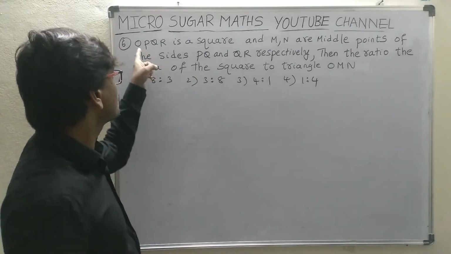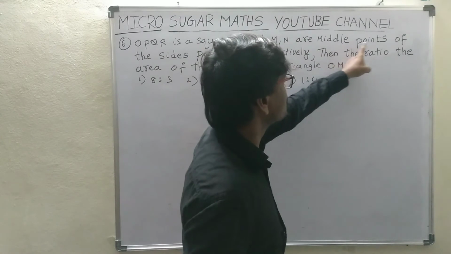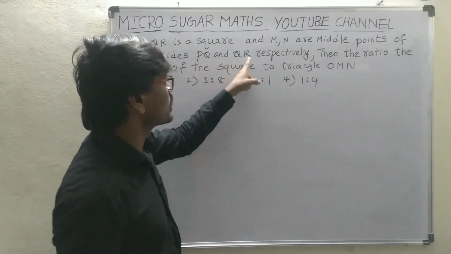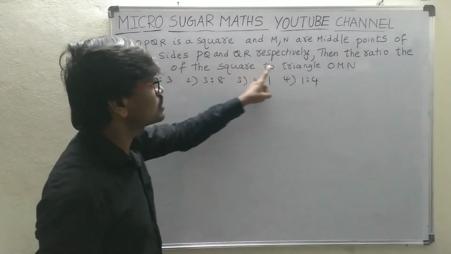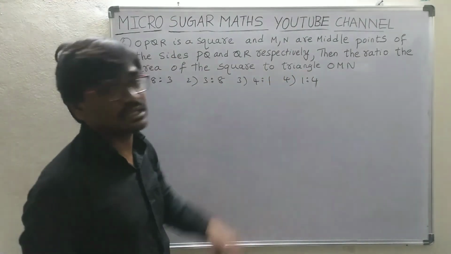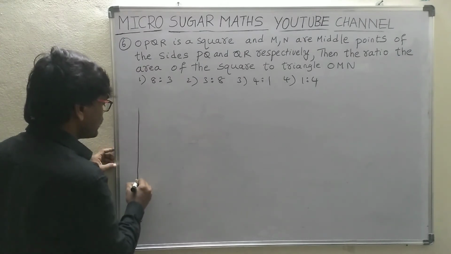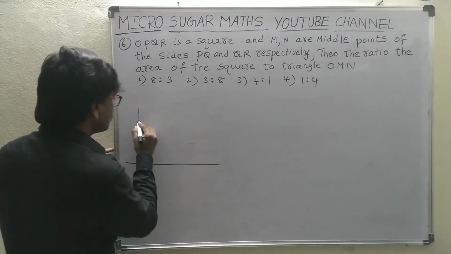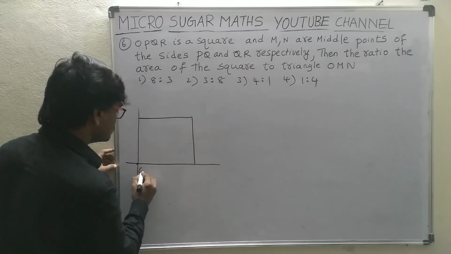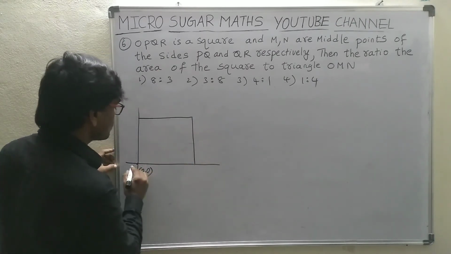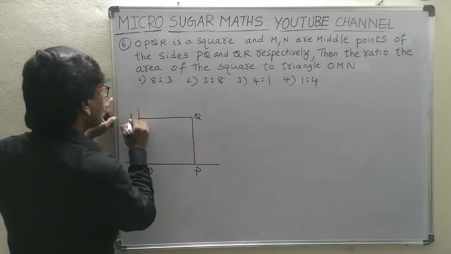Our next problem: OPQR is a square and M, N are midpoints of sides PQ, QR respectively. Then find the ratio of the area of the square to the triangle OMN. Students, first of all, let us take a square in the coordinate system with one of the vertices at the origin. Then O, P point, Q point and R point.